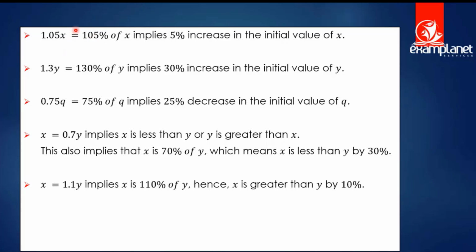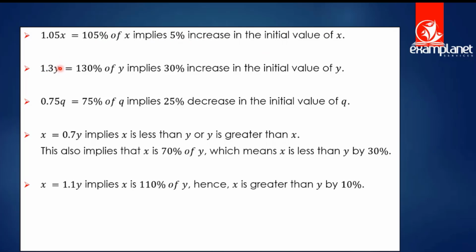1.05x, what does it imply? It means 105% of x. So if you carry out your calculation and you get something like this, how can you express it in percent? Like I told you, you can just move the point to the front, 2 times, 1, 2. Okay, and that turns to 105 over 100, which means 105% of x. And when it's 105% of x, what does that mean? It simply means a 5% increase in the initial value of x, as you can see. Because x on its own will be 100%, so if you have 105%, that means x has increased by 5%. So the percent change in the value of x will be a 5% increase.